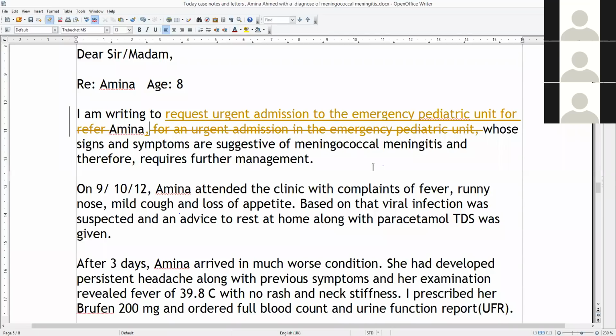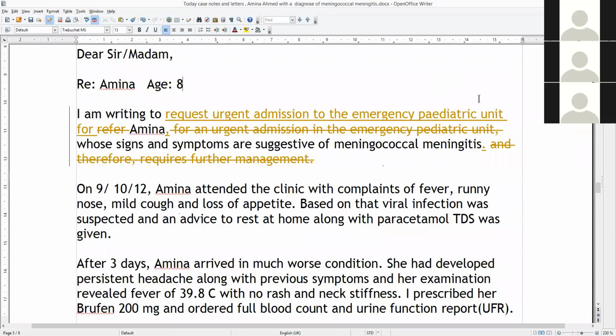Whose signs and symptoms are suggestive of meningococcal meningitis, and we don't really need this, and therefore requires further management. We know that, so we don't need that. Okay, so I just get rid of that. Urgent admission, not an urgent admission. We don't need an article in front of it. Urgent admission to emergency pediatric. Have I spelled that right? Pediatric. Oh, that's better. Emergency pediatric unit for Amina.